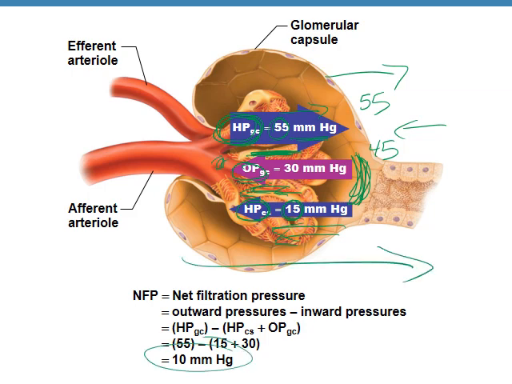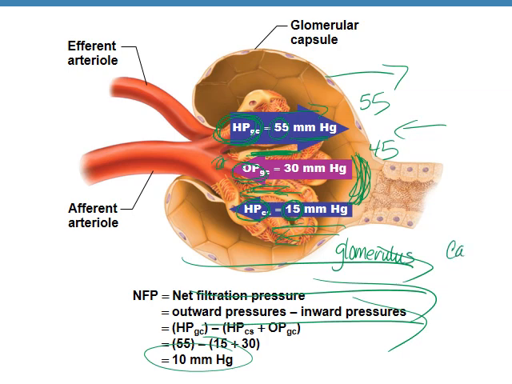So what's the net pressure? Where are we moving? We're moving fluid from the glomerulus capillary into the glomerular capsule. So we're moving from blood to filtrate.